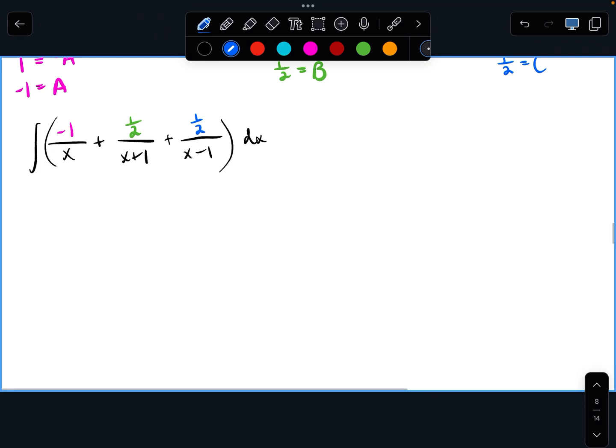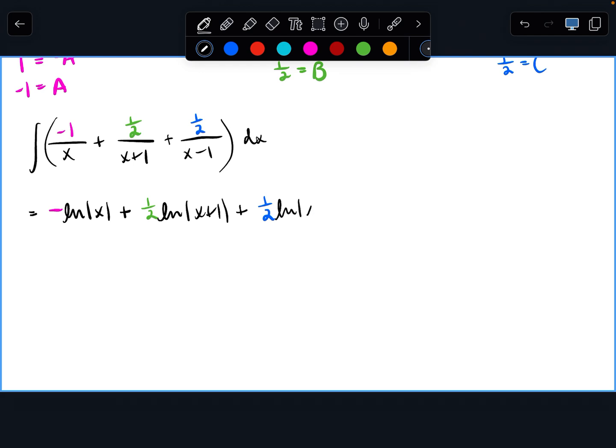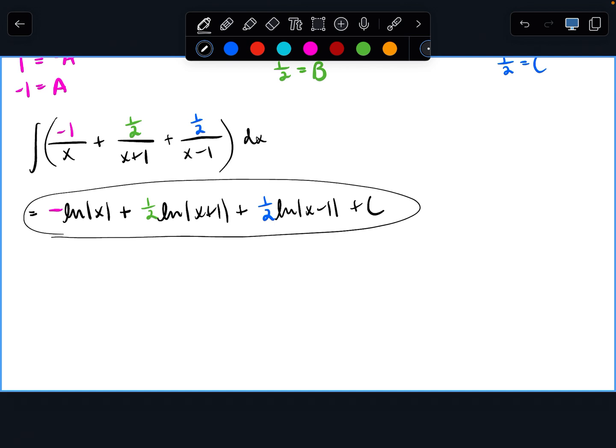And then you integrate it. So if you integrate it, it's negative natural log absolute value x plus 1/2 natural log x plus 1 plus 1/2 natural log x minus 1 plus c. And that's partial fractions in a nutshell.